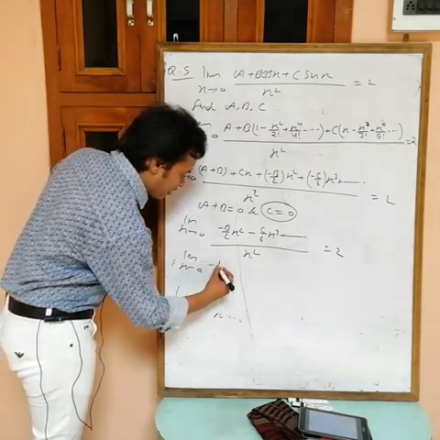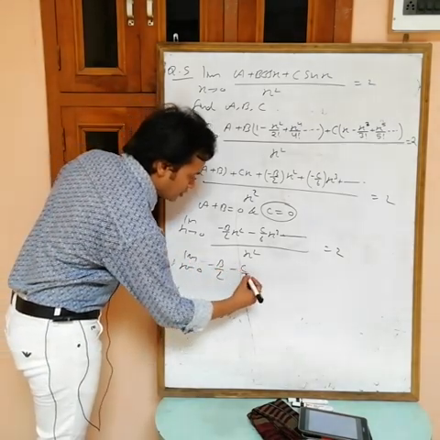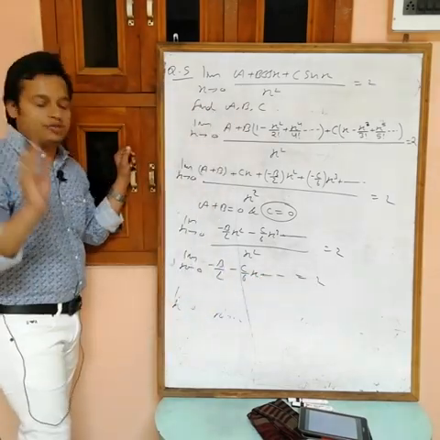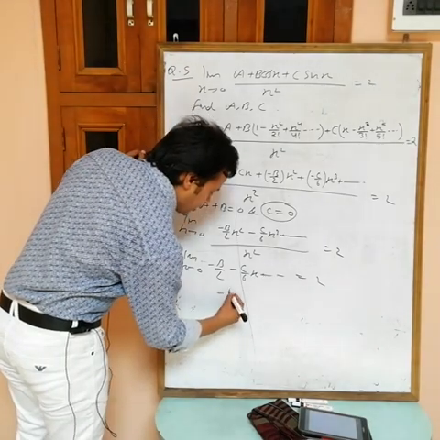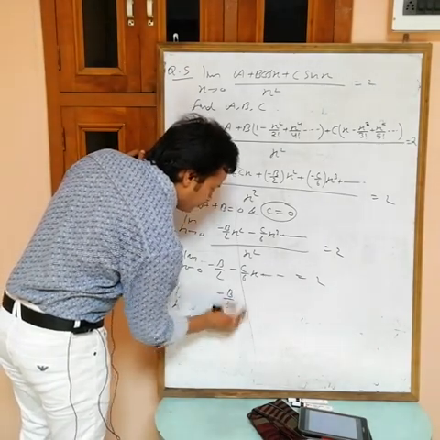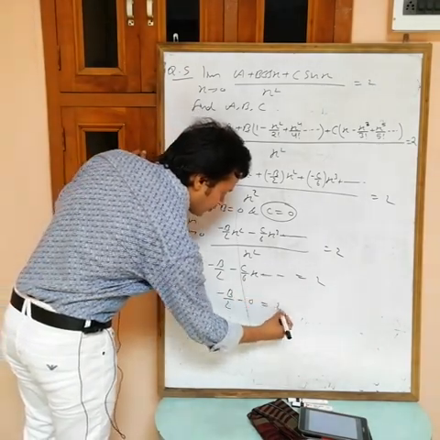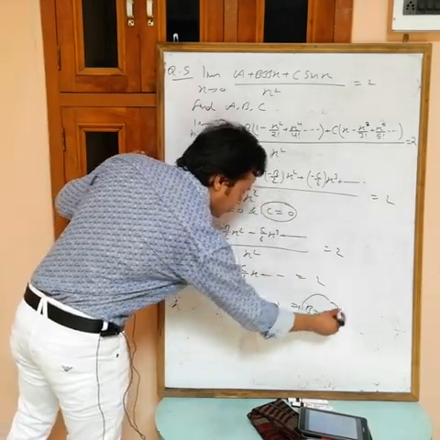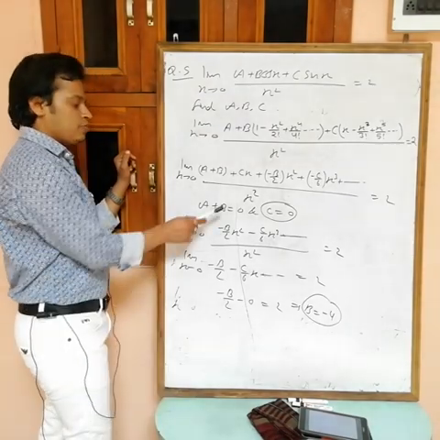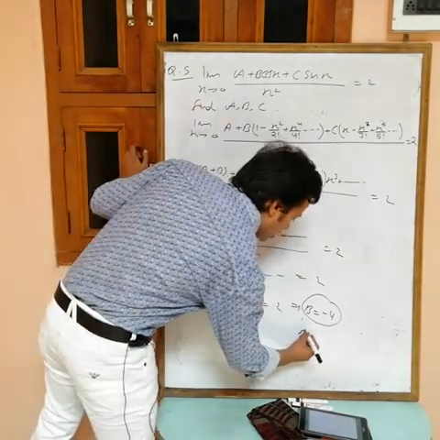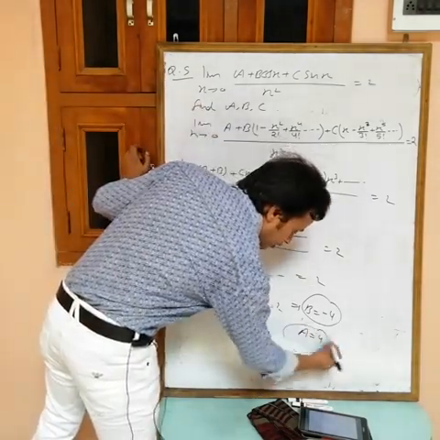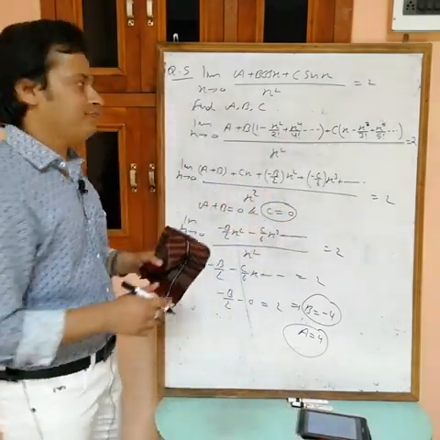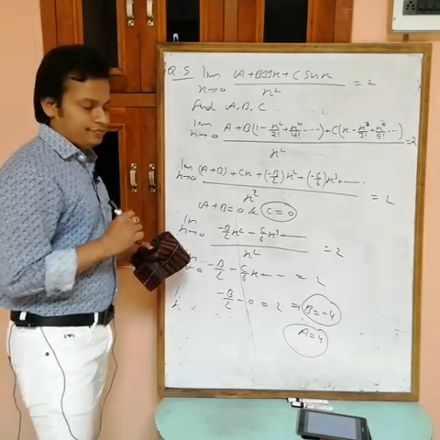Limit x tending to 0 of minus b by 2 minus c by 6 x equals 2. Now put x equals 0: minus b by 2, and this term becomes 0, equals 2. Then from this b equals minus 4. Already we have c equals 0. Put b equals minus 4 in a plus b equals 0, then a equals 4. So the answer is a equals 4, b equals minus 4 and c equals 0. Write down.